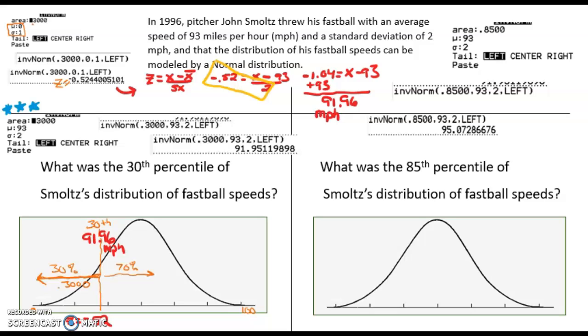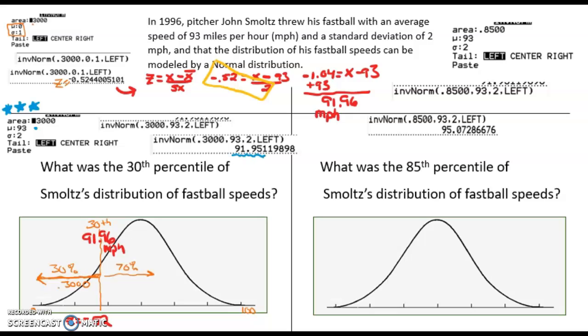So I got 0.3000. And I'm going to go ahead and plug in my numbers. 93 is my average fastball speed. 2 is your standard deviation. Going to the left, you hit paste. You're going to see a screen that looks like this. And then you hit enter again, and look what it gives you.